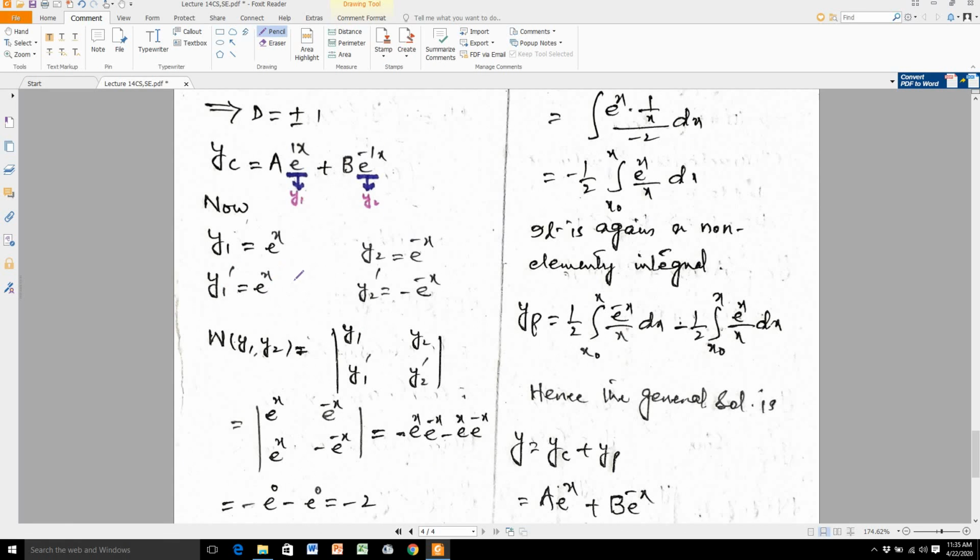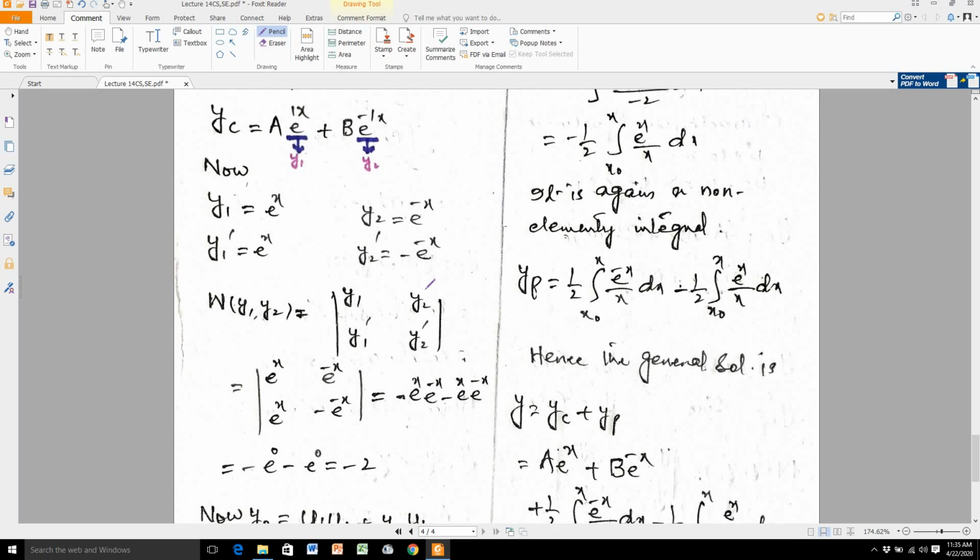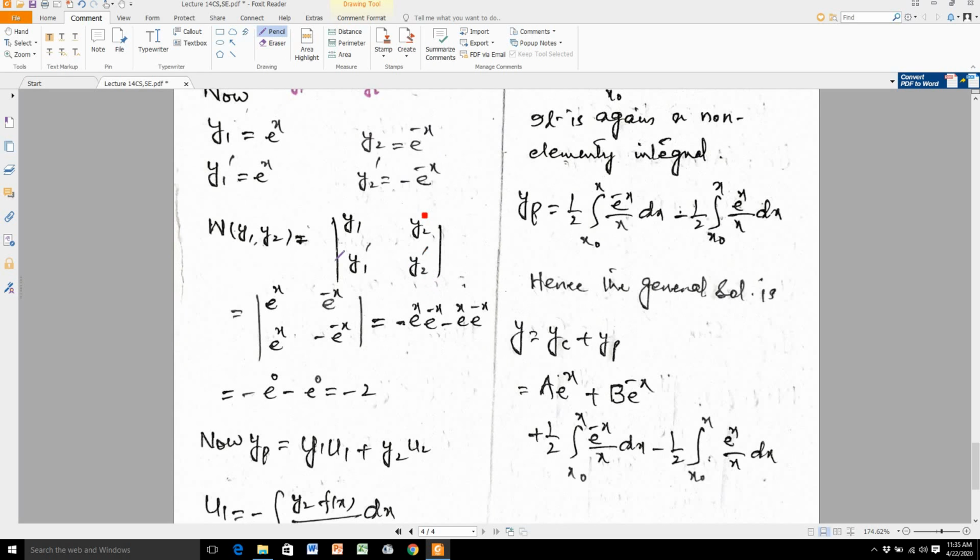Now we take their derivatives. y1 prime is equal to e raised to the power x, and y2 prime is equal to minus e raised to the power minus x. You understand, it is very easy. Now we calculate its Wronskian, that is W of y1, y2, which is the determinant of y1, y2 and their respective derivatives. Now I substitute their respective values in place of y1, y2, y1 prime and y2 prime, and after evaluating the determinant, we get minus e raised to the power x, e raised to the power minus x, minus e raised to the power x, e raised to the power minus x.